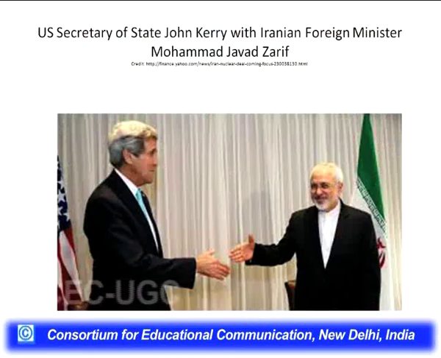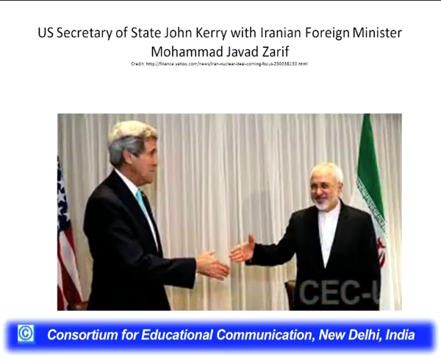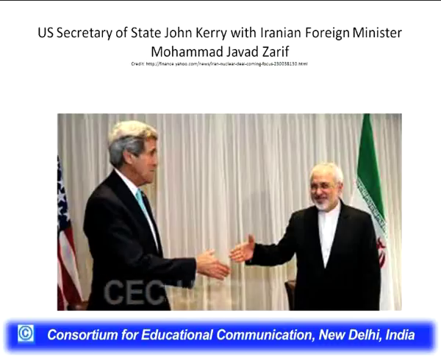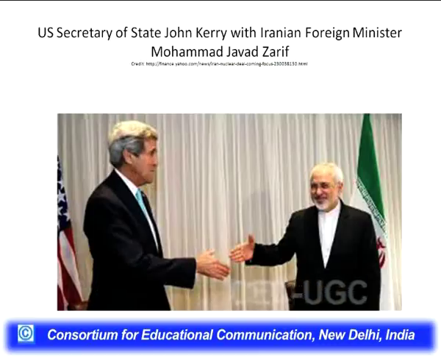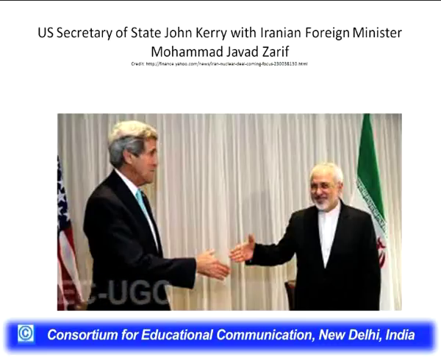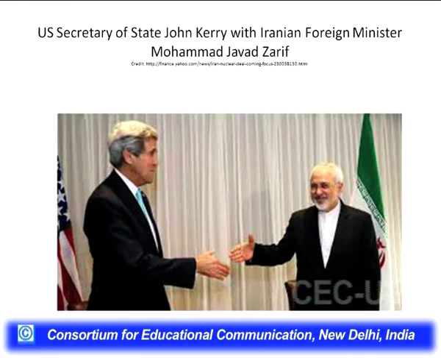The US Secretary of State John Kerry, this is the picture that I wanted to show you. These are the two leaders. One is John Kerry, who is the US Secretary of State. He was negotiating from the US side, and from the Iranian side, the Iranian Foreign Minister Mohammad Zarif was negotiating. So these were the two important figures, and don't be surprised if these two figures are nominated for the Nobel Prize in the coming year.